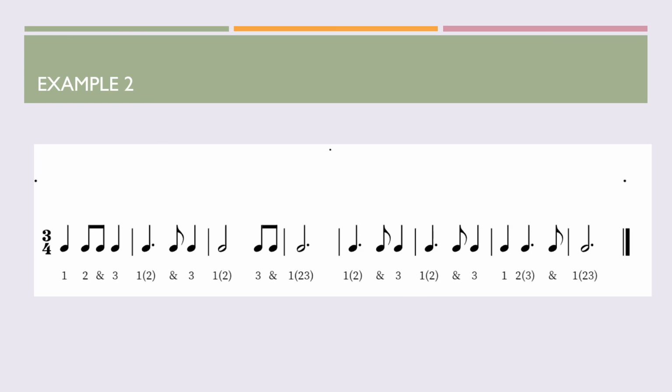This time, let's go ahead and clap it with the metronome. Again, 3 clicks of the metronome, and then we'll begin.